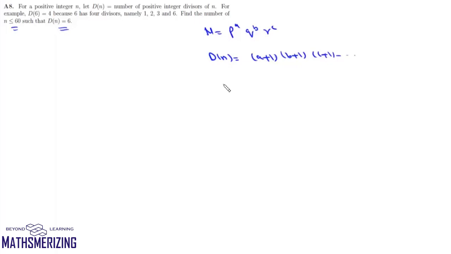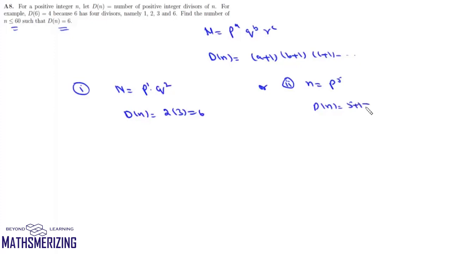Now the number of divisors will be 6 if, in the first case, n is of the form p to the power 1 and q to the power 2, because in that case the value of d(n) will be 2 into 3, which is 6, or when n is of the form p to the power 5. In that case, d(n) will simply be 5 plus 1, and that is 6. Now we need to find out how many such numbers are possible from 1 to 60.